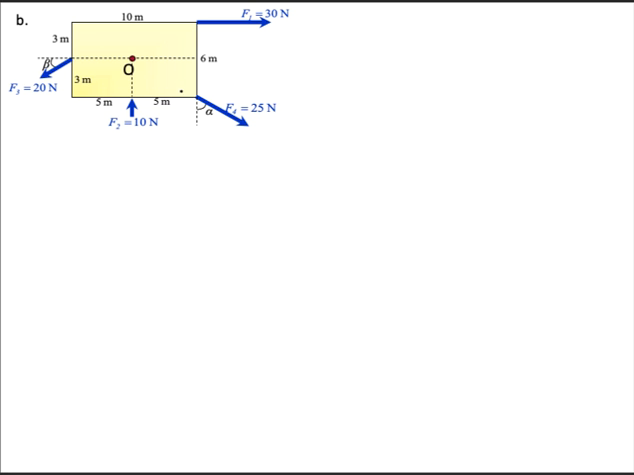Example 8.9, question B. Here is the free body diagram of a rigid body. It's still the same rigid body, still the same object. It is 10 meter times 6 meter rectangular in size, but there are 4 forces acting onto the body in this direction. O here is a point of axis of rotation. So we want to determine the resultant torque.